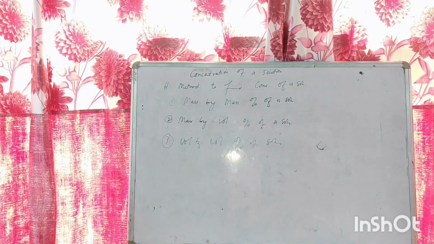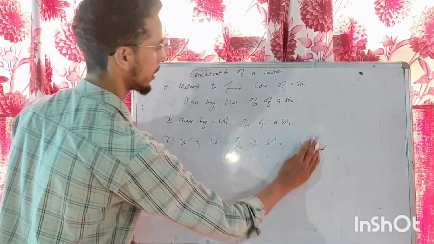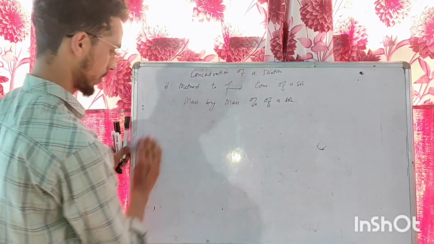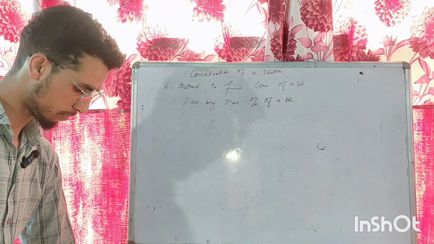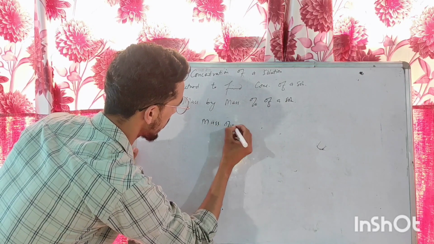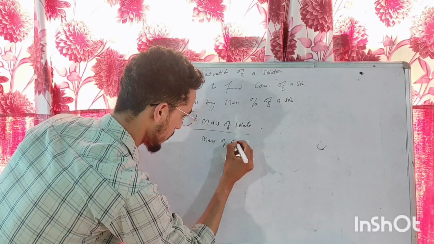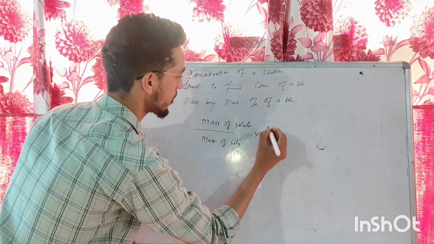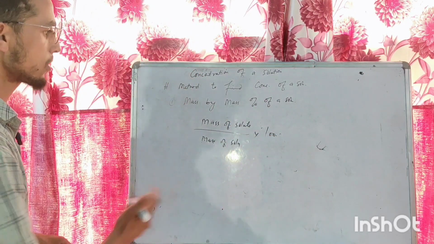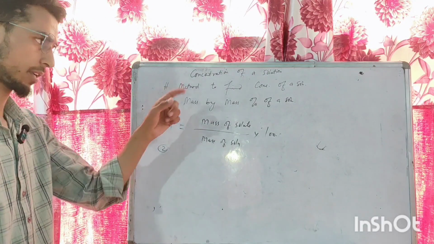In mass by mass percentage of a solution, we can use a formula. The formula is mass of solute divided by mass of solution, multiplied by 100, since when we take percentage we use a reference of 100. Using this formula, we can solve any numerical based on concentration.